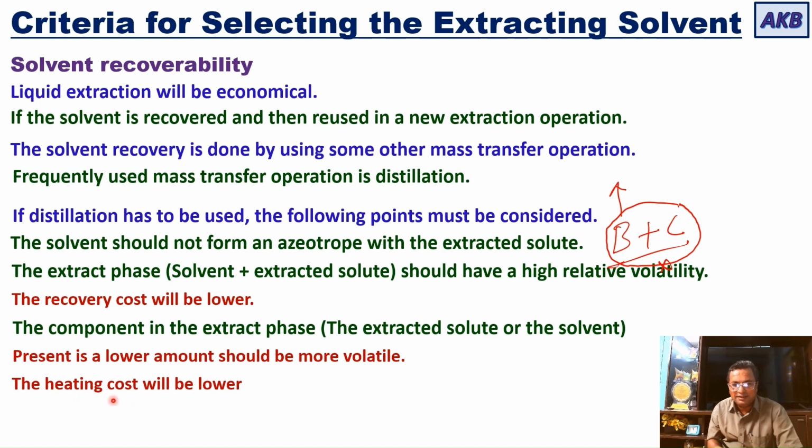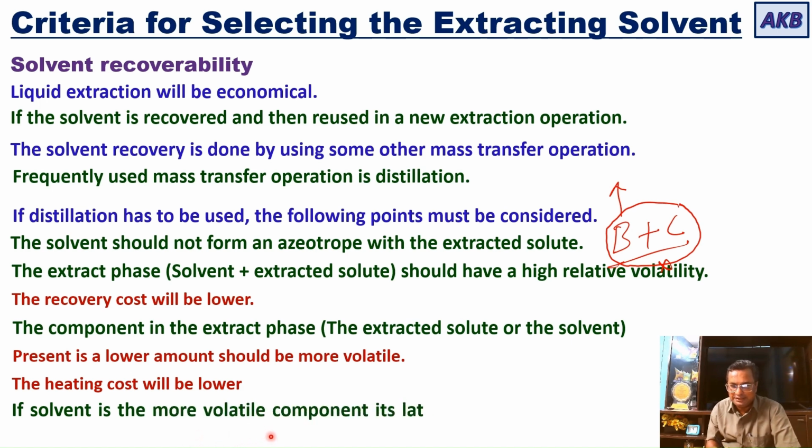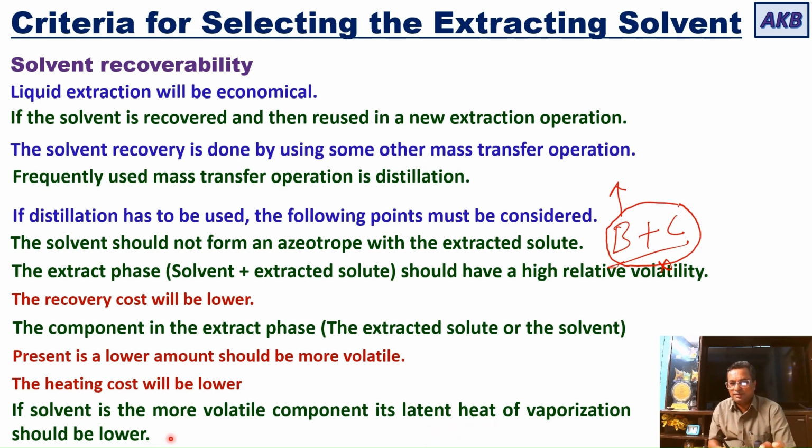If this is done, then the heating cost will be lower, because you need to vaporize only a little amount of the component that is present in lesser amount. If the solvent happens to be the more volatile component, then you choose a solvent whose latent heat of vaporization is lower. Again, that will reduce heating cost. So these are the points you need to consider if distillation is to be used for separating the solvent. You can use other mass transfer operations, but frequently distillation is the operation used for recovering solvent.